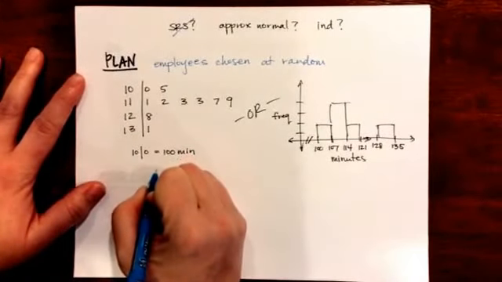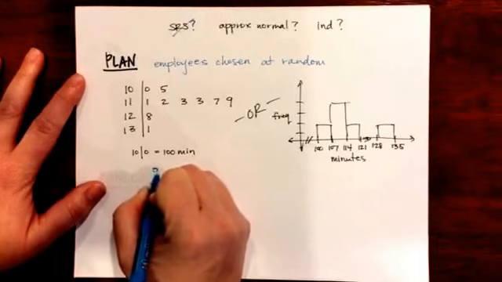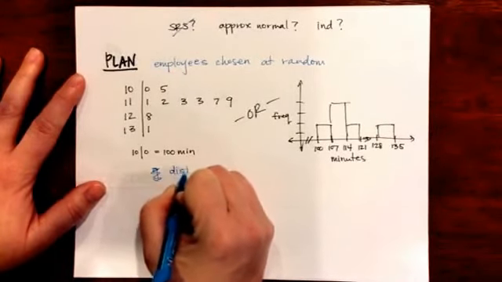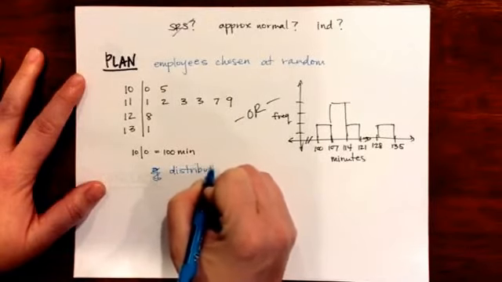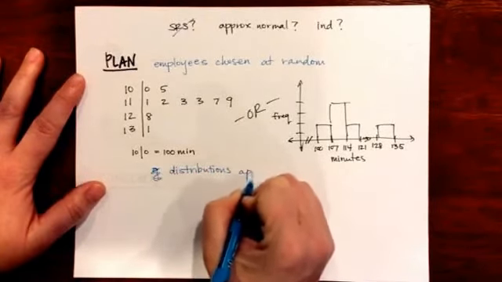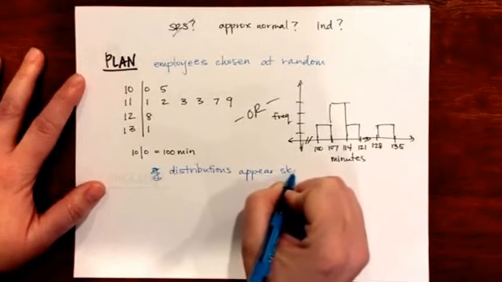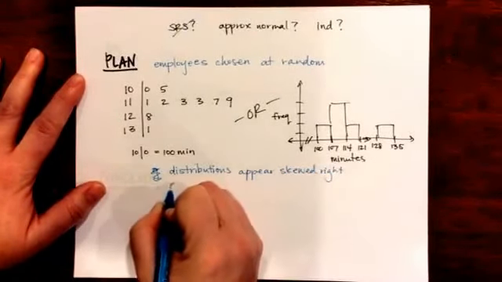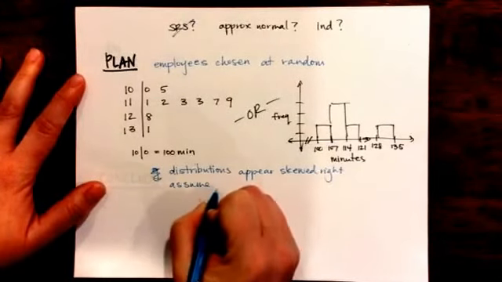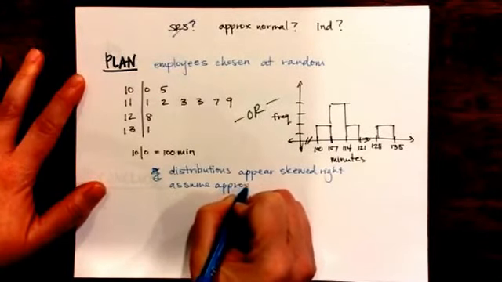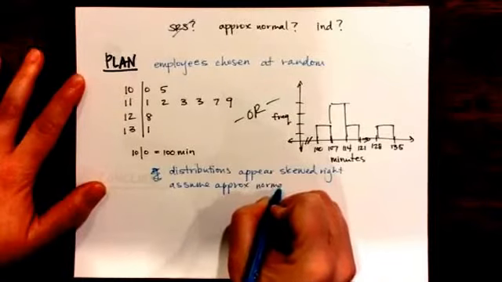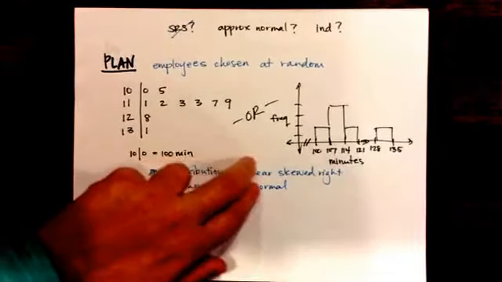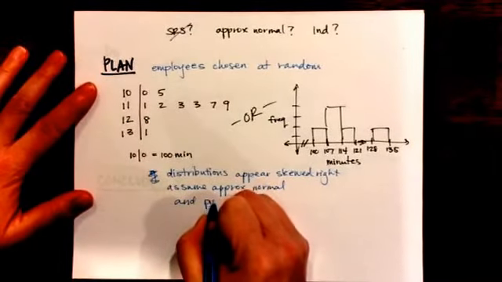So we're going to say, let's say, distributions appear skewed right. Assume approximately normal, and that's me proceeding with caution.